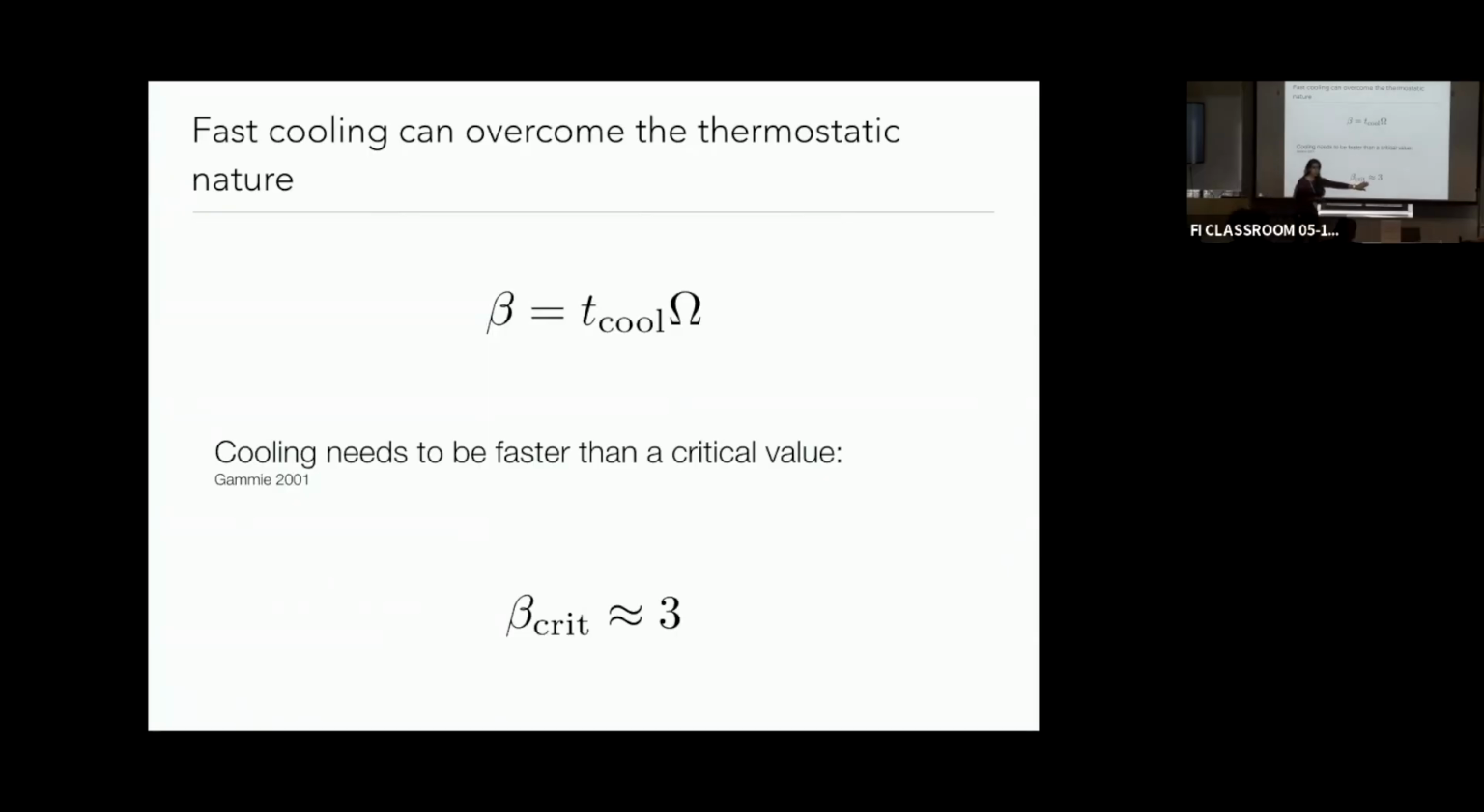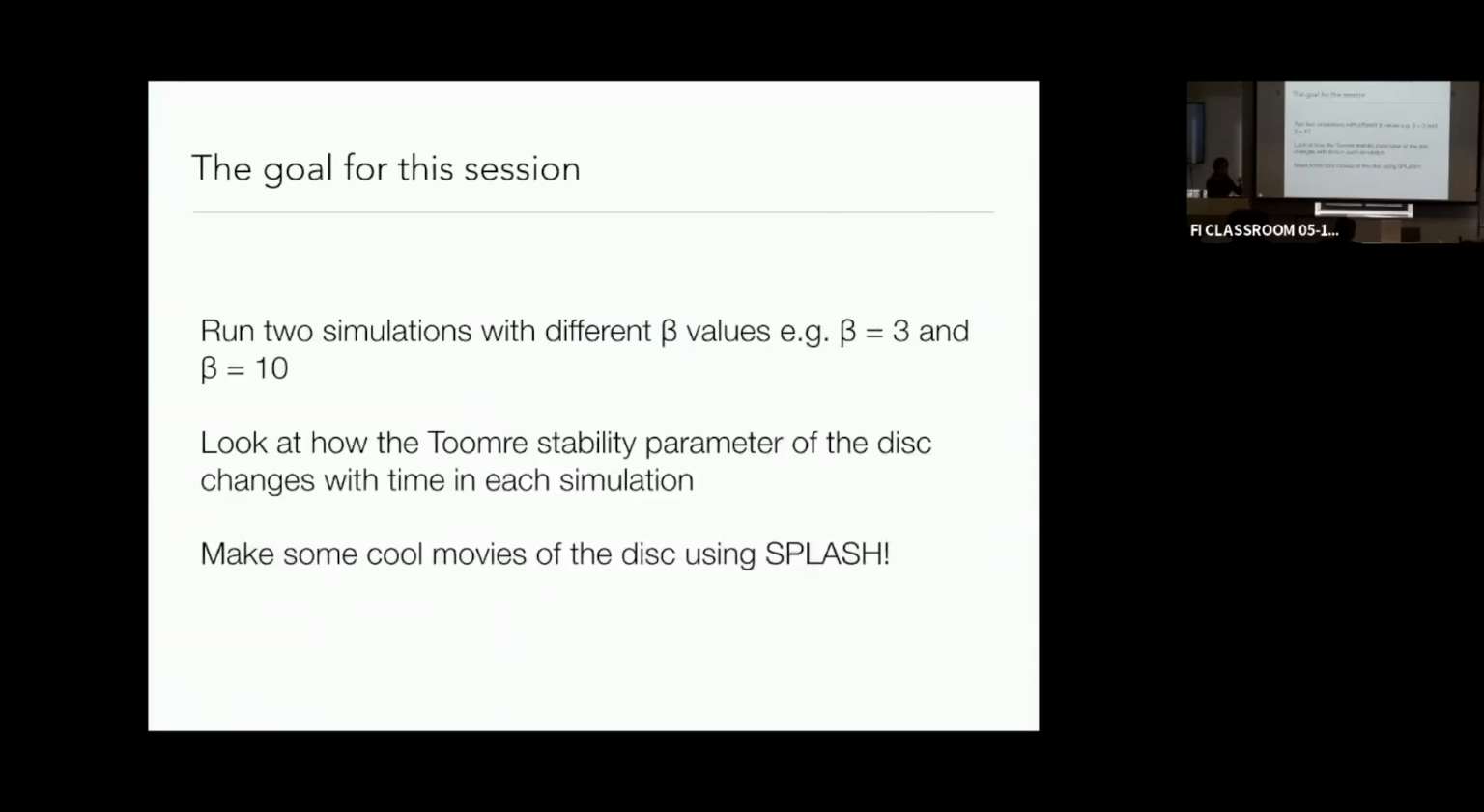And typically we've got this number of about, that the critical value is about 3, right? So this is what we're going to actually think about with the simulations that we're going to run. So what we're going to do is run a couple of simulations. My suggestion is sort of beta of 3 and beta of 10. Pick whatever you want. Just have a go, right?